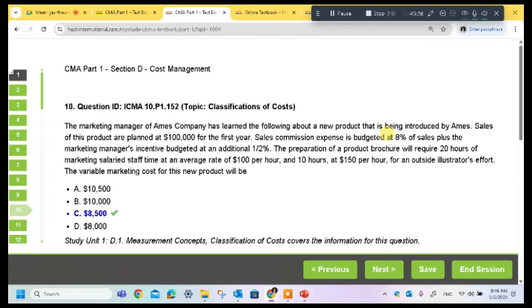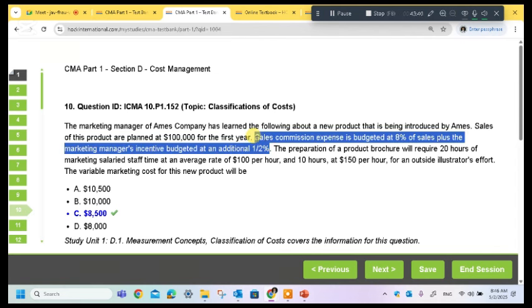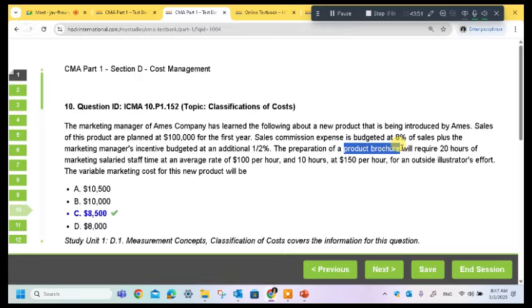Correct. How does 8,500 come? 8% of 100,000 would have been 8,000. And then half a percent of 100,000 is 500. These two items are directly related to sales. That means if sales increase, these will increase. Variable. Whereas the other item, the preparation of a product brochure, is not variable.